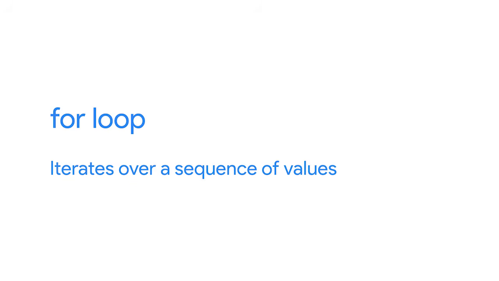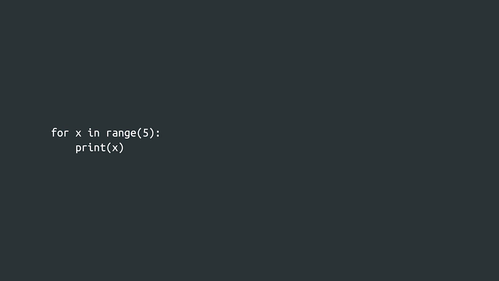In this video, we're going to meet the for loop. A for loop iterates over a sequence of values. A very simple example of a for loop is to iterate over a sequence of numbers, like this.